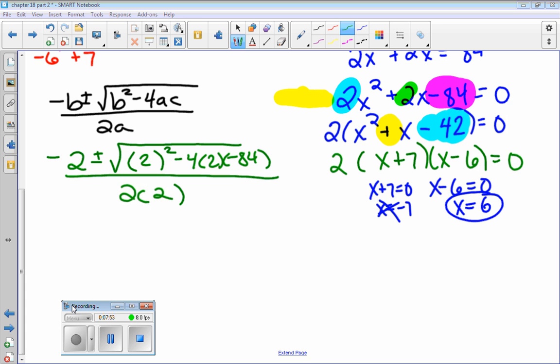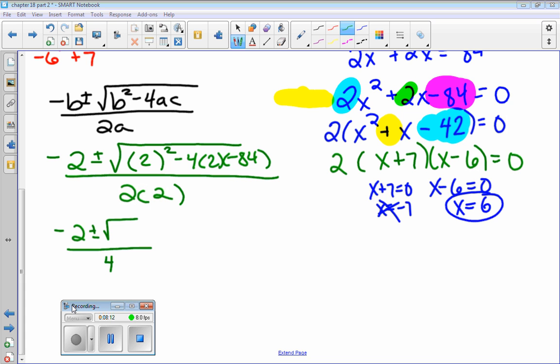Again, if you prefer, factoring is a lot quicker. This is a lot more involved. How do I reduce this? What do I do first? Perfect. Okay, it's called the discriminant. Not that you need to know that, but I'm going to figure out what the number under the radical is. Tell me what that is.